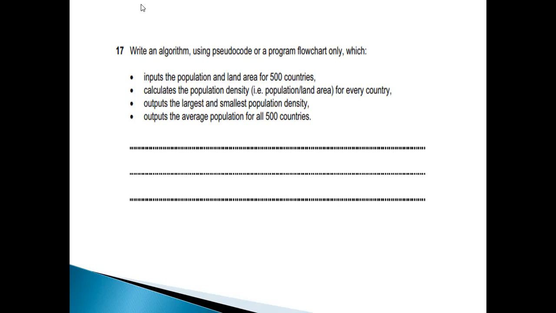So I thought land area would be real because land area can have decimals. And population, you can't have a split human, so population is definitely integer. That's why I put population as integer and land area as real. So declare land area, average, largest and smallest.